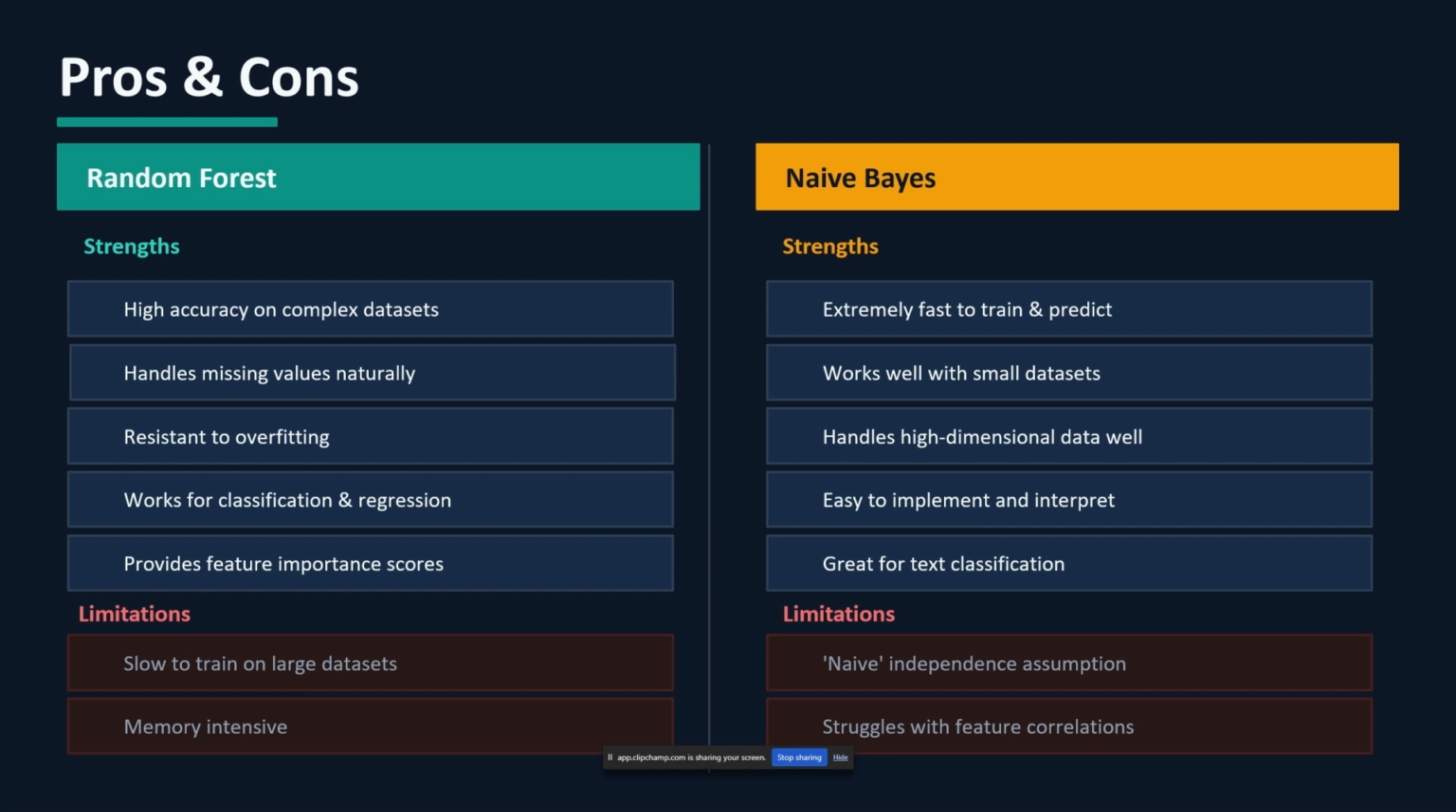Naive Bayes, on the other hand, is extremely fast and simple, but may not perform well when features are dependent, since naive Bayes assumes independence. It is great for text classification, implementation, interpretation, and high dimensional data work.